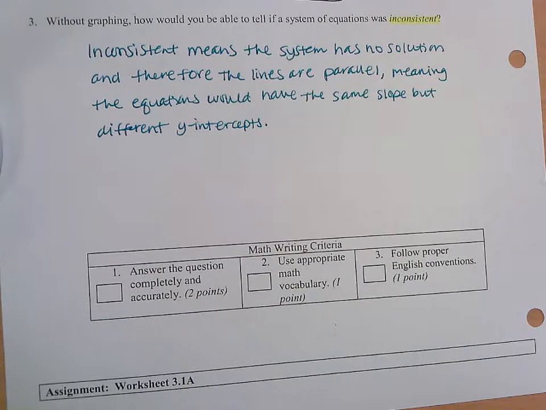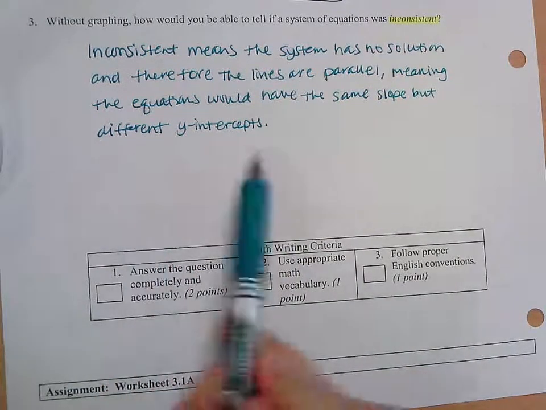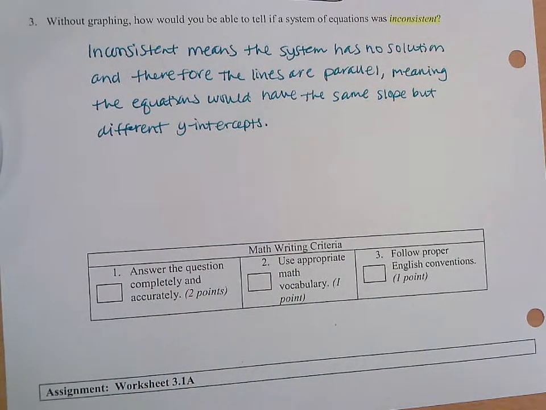If you just said they would have to have the same slope and didn't say the different y-intercepts, if they had the same y-intercept, then what would it be? Jasmine? Consistent and dependent, it would be what number 2 was. They'd be the exact same line. So having the different y-intercepts is important. So inconsistent means the system has no solution and therefore the lines are parallel, meaning the equations would have the same slope but different y-intercepts.